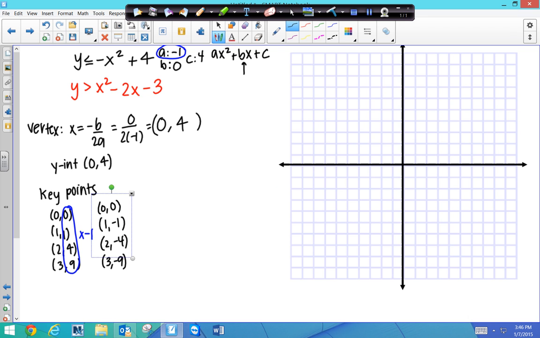Now, if we're going to plot this graph, we're going to start with the vertex. So we go to 0, 4. And then we're going to plot the key points as if this point were 0, 0. So it's not really 0, 0, but for our purposes, we're going to pretend that it is. So we've plotted 0, 0. Then we're going to plot the point 1, negative 1, 2, negative 4, and 3, negative 9. And we repeat that on the other side.